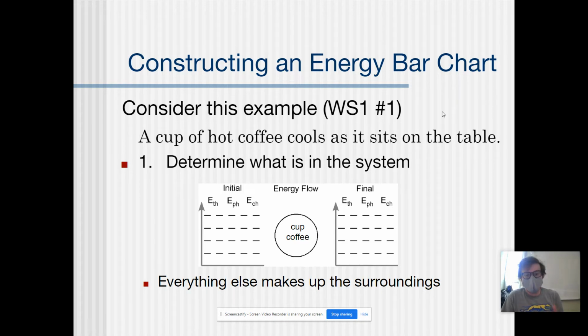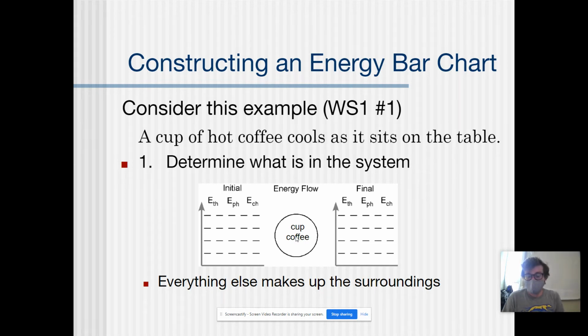So in this first example that we're going to look at together, it says that a cup of hot coffee cools as it sits on the table. The first thing we want to do is determine what the system is. The system is the thing that we care about. It's the thing that we're focused on. Based on the scenario that's been given to us, we are focusing on the cup of coffee.